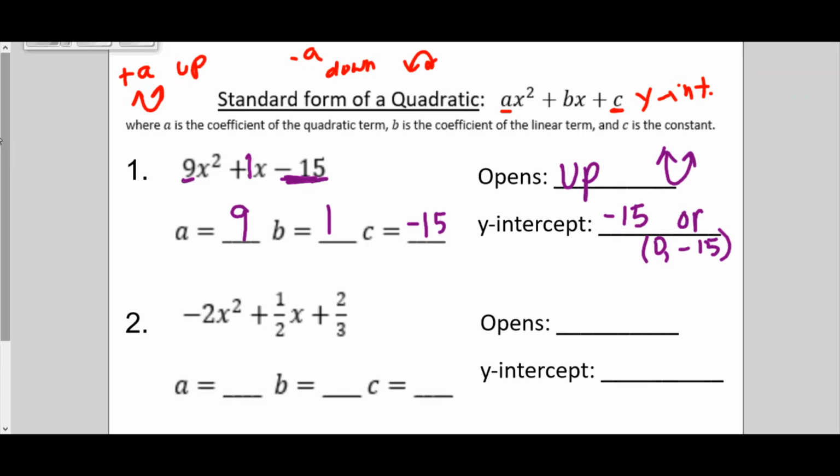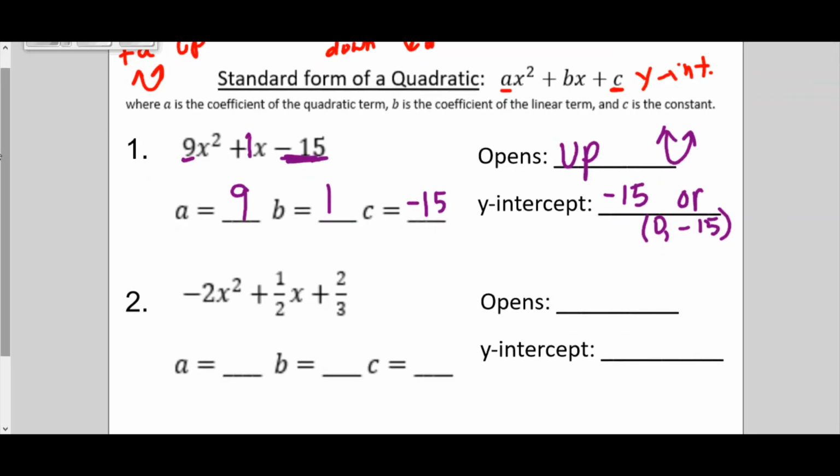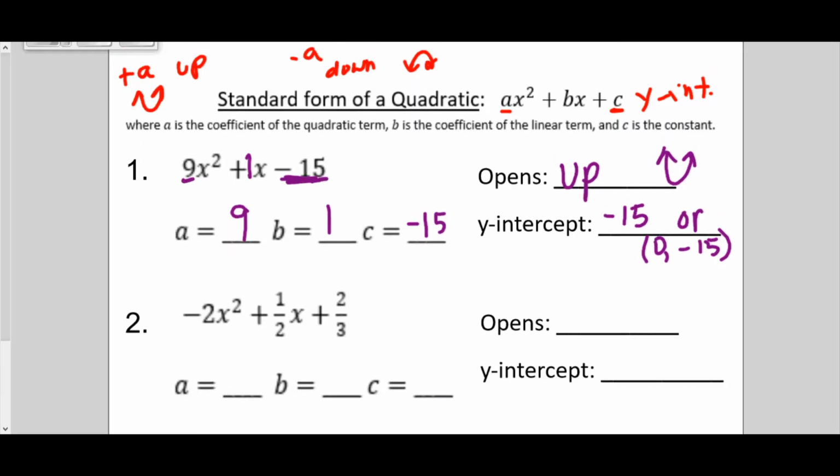Number 2. Negative 2x squared plus 1/2 x plus 2/3. So again, start off by identifying a, b, and c. A is the number in front of x squared. It's negative 2. B is the number in front of x. It's a half. It's okay if that is a fraction. C is 2/3.